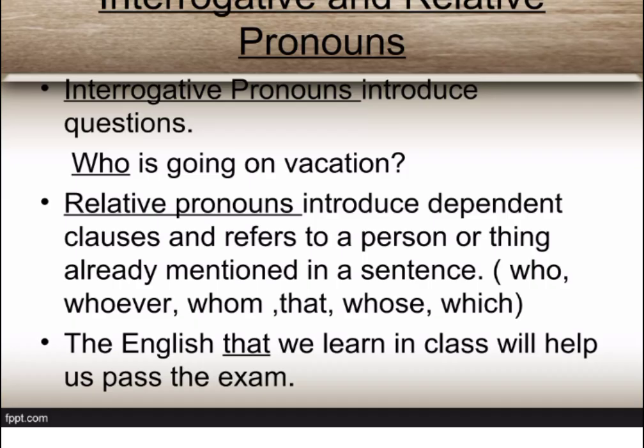Interrogative and relative pronouns. Interrogative pronouns introduce questions. Who is going on vacation? Relative pronouns introduce dependent clauses and refer to a person or thing already mentioned in a sentence: who, whoever, whom, that, whose, which. The English that we learn in class will help us pass the exam.